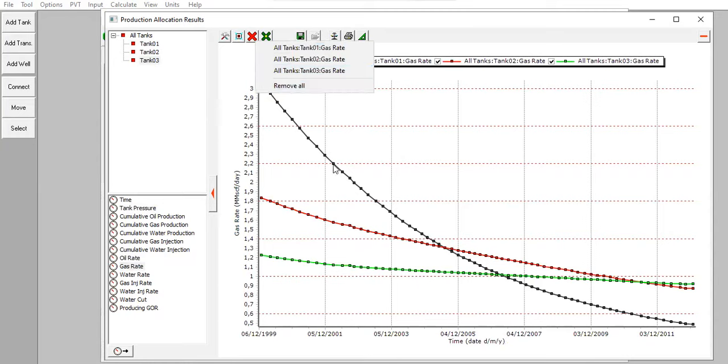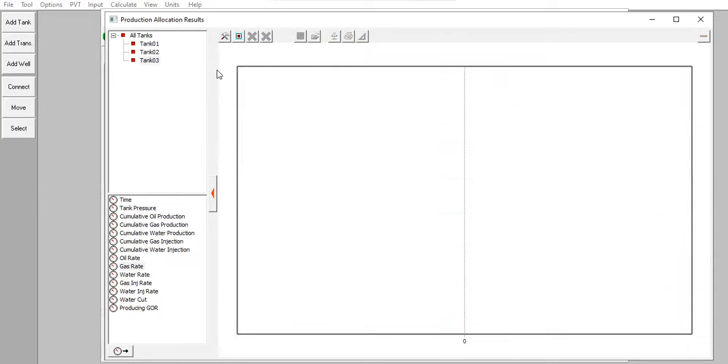Tank 1, gas rate. Tank 2, gas rate. Tank 3, gas rate. Okay. Because the gas rate will be calculated from the GOR. All right. We have values from oil rate, and we also have GOR, right?